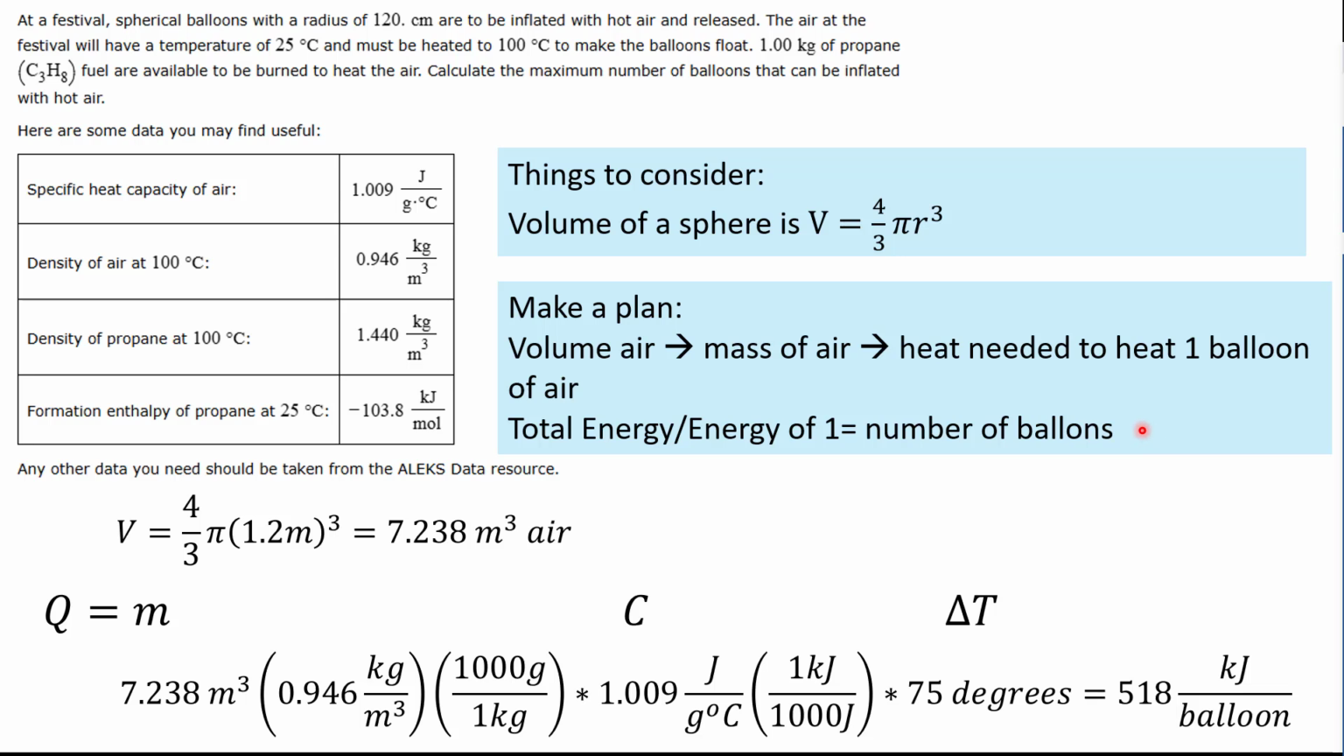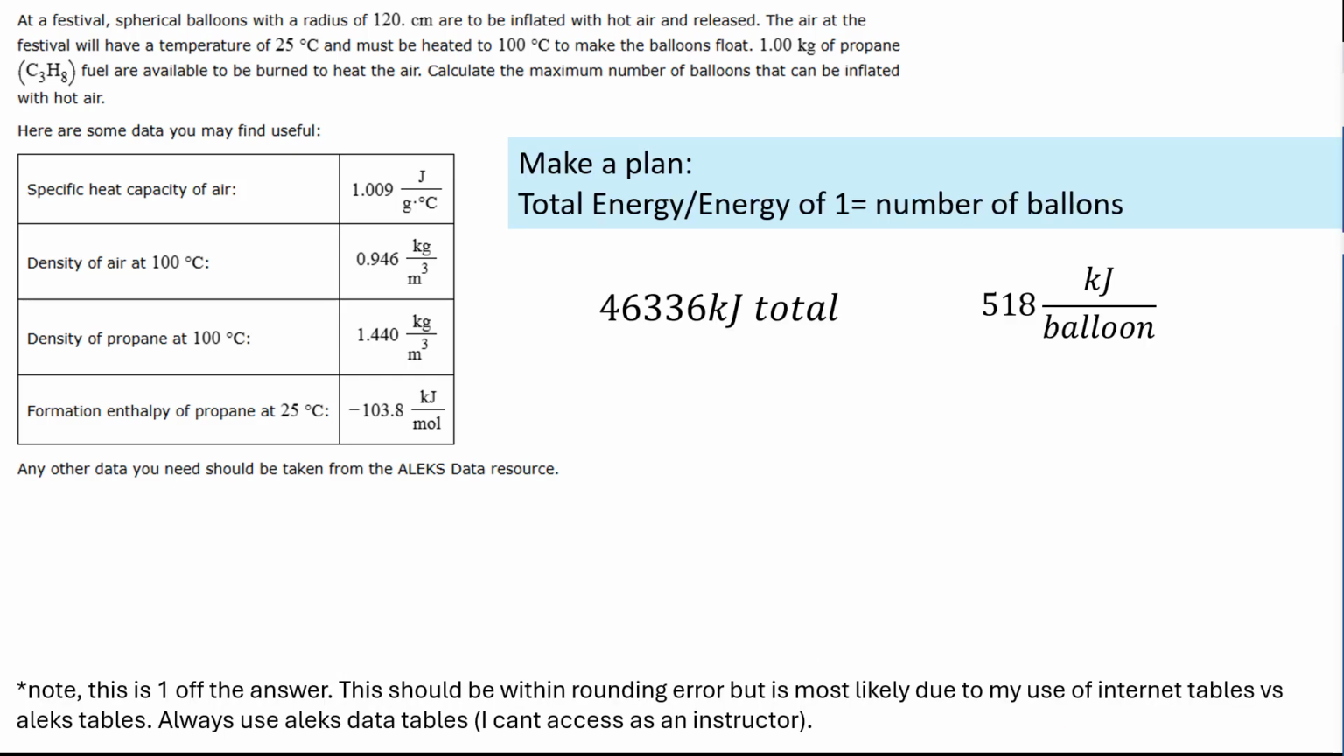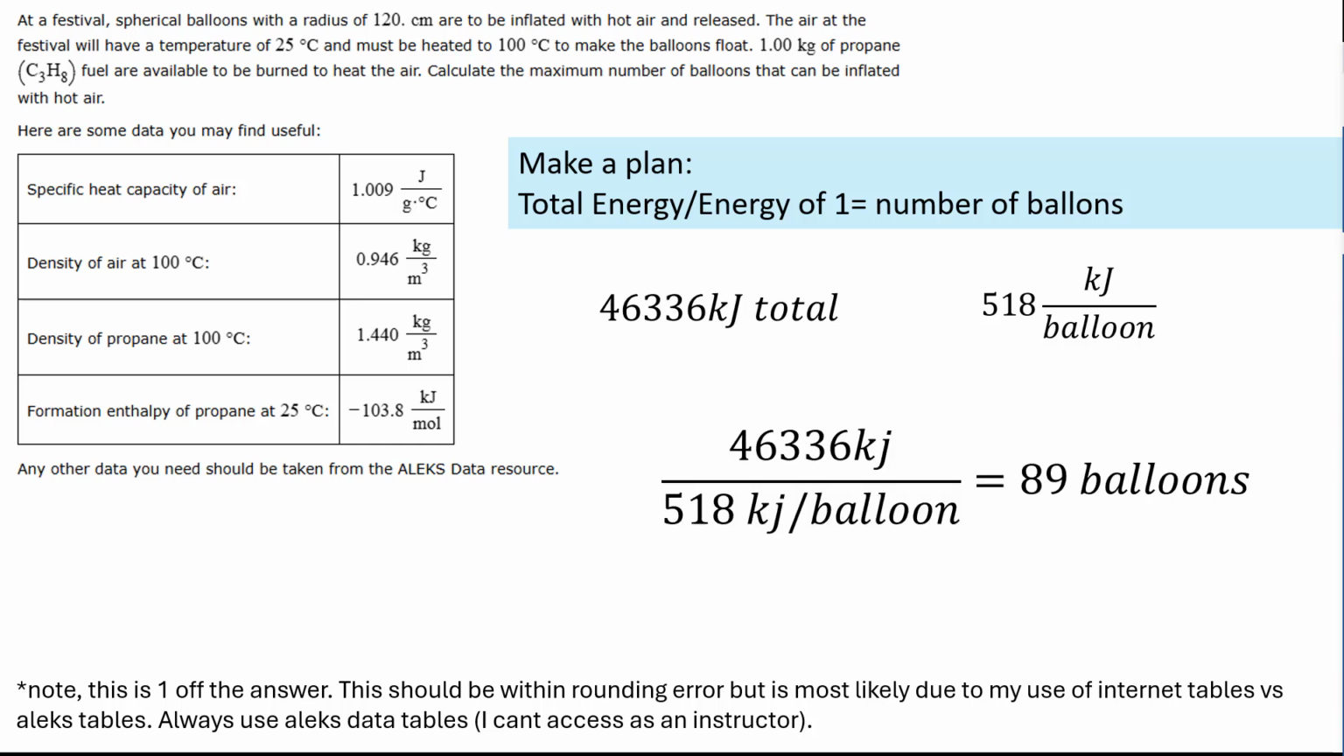And now we're back to this step. So this would be another good pause point if you want to try to figure out from this, what's your total number of balloons. So from here, we have our kilojoules total. We have our kilojoules per balloon. We'll take our kilojoules over our kilojoules per balloon, and we'll get our 89 balloons.